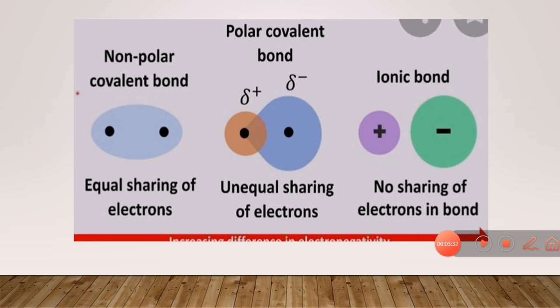If two atoms combine to each other, let's suppose HCl is being made, the hydrogen has the partial positive charge and the chlorine has the partial negative charge. This makes the electronegativity difference between the hydrogen and the chlorine. So this makes the polar covalent bond.